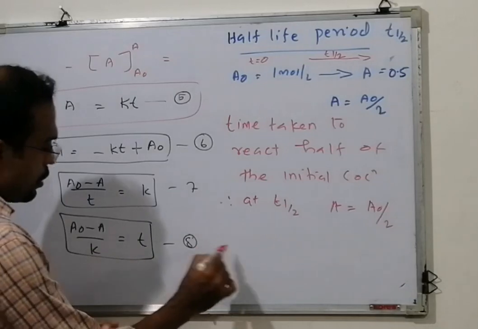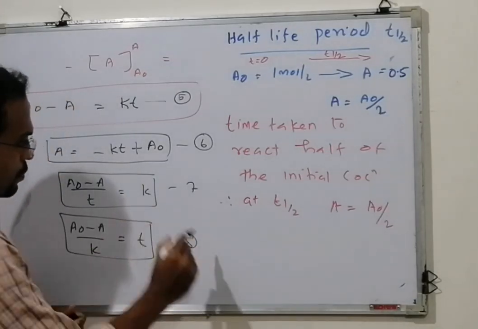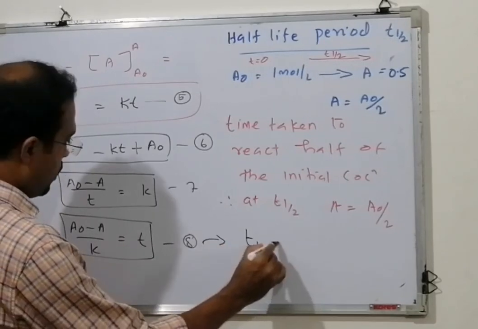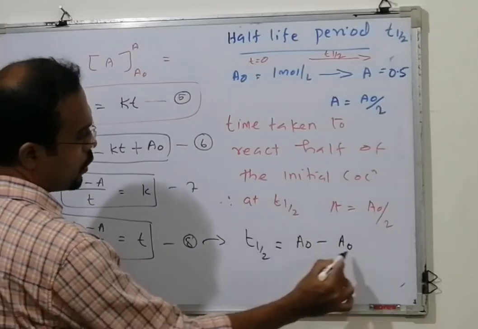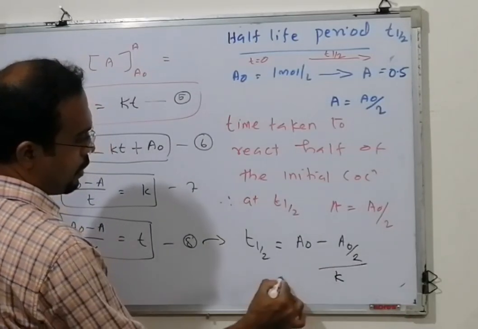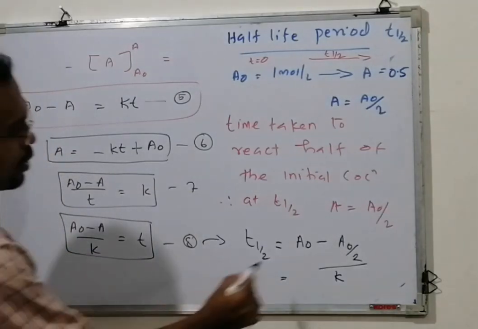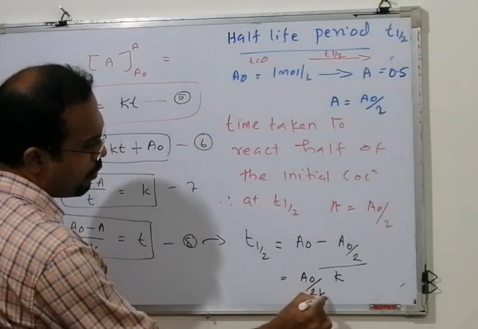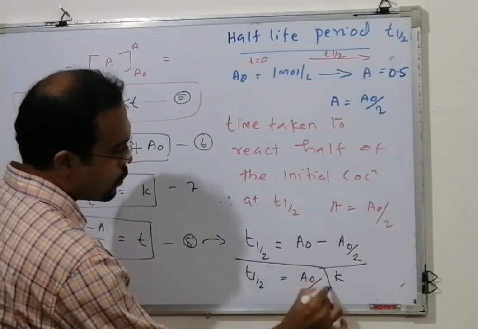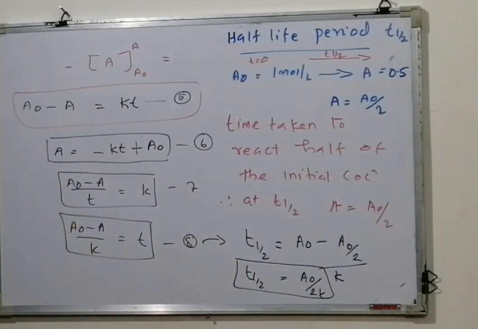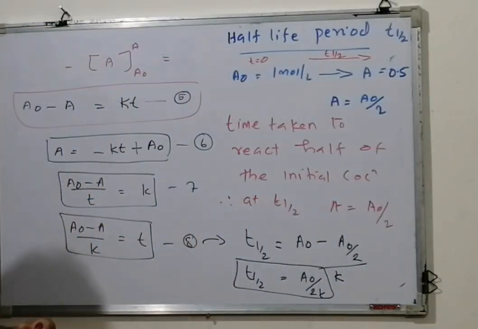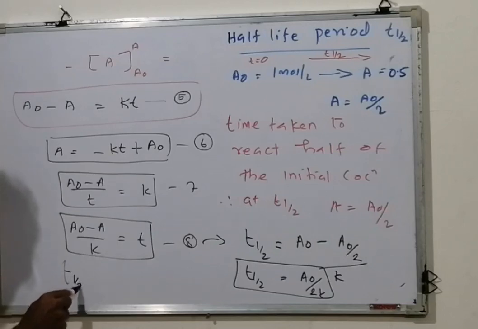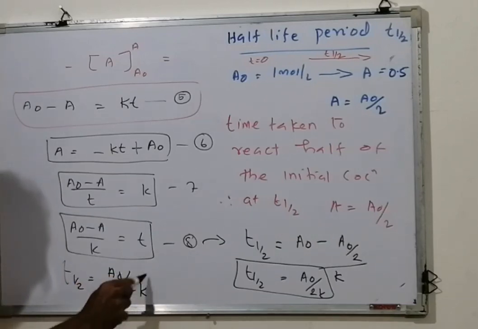Therefore, in this equation number 8, t half is equal to A0 minus A, where A becomes A0 by 2, divided by k. Finally, t half is equal to A0 by 2k. Very important. t half is equal to A0 by 2k. Therefore, we have one more equation: t half is equal to A0 by 2k.